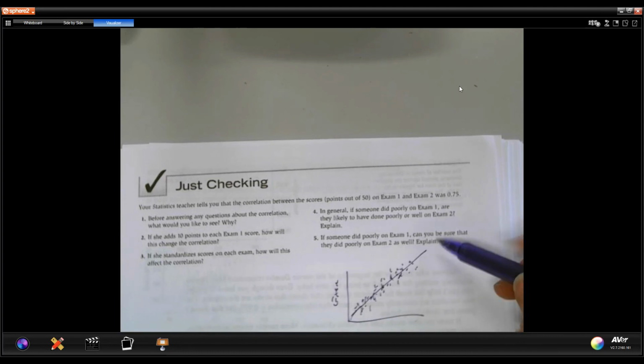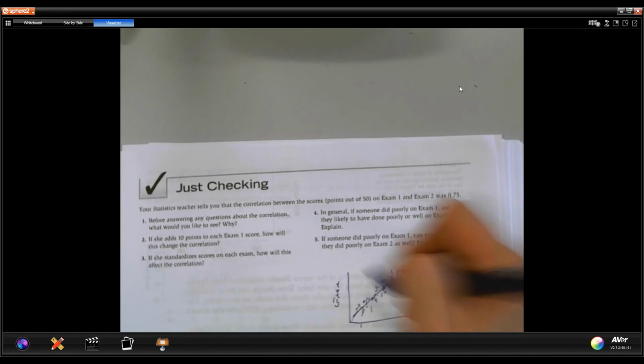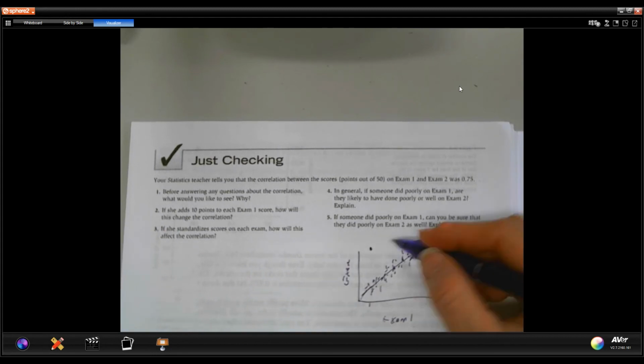If someone did poorly on exam 1, can you be sure they did poorly on exam 2 as well? Well, I just drew this. That doesn't mean that's what happened. There could be somebody who did very poorly here and still got a high score. We haven't seen the graph. There could be an outlier. That is a possibility, so we cannot be sure. We can never be sure. Yep, that's what I have to say about that.